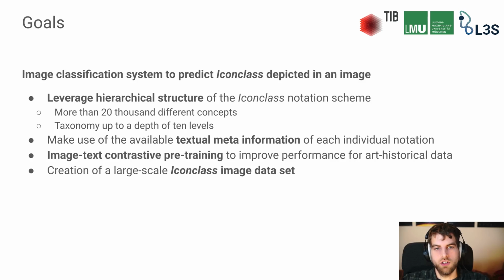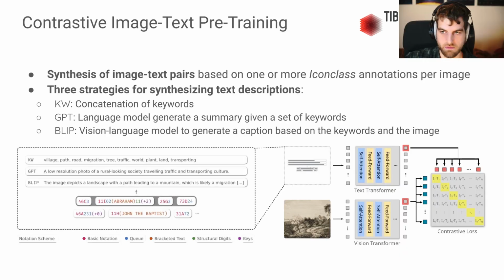Additionally, we also want to make use of textual meta information that's available in the Iconclass system for each of the individual notations, like keywords and text descriptions. And with that, we want to do an image-text contrastive pre-training to improve the performance of our system. To achieve all our goals, we want to create a new large-scale Iconclass image data set.